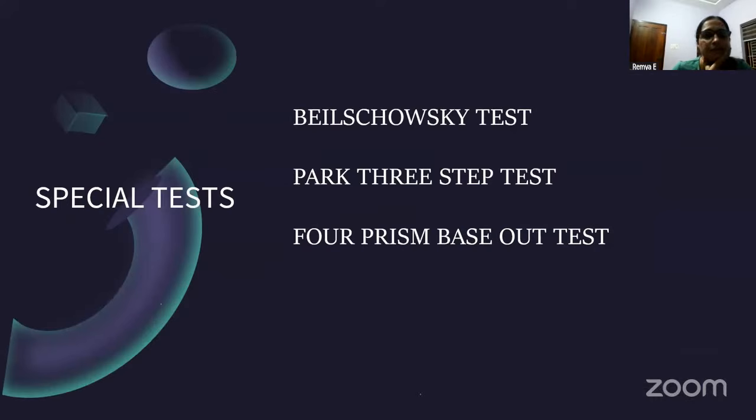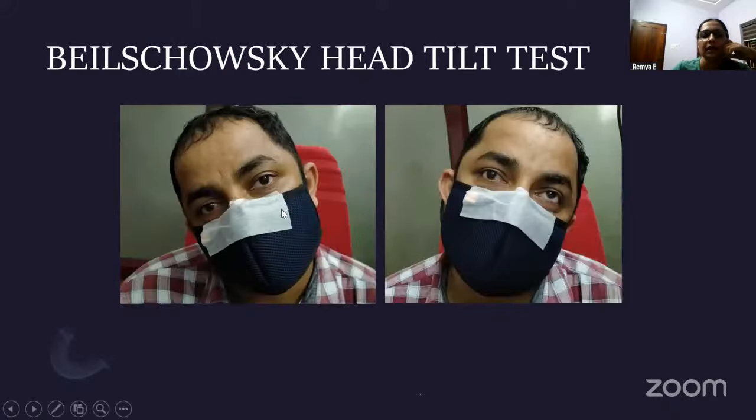And now there are some special tests in Squint. You must have heard these names: Bielschowsky head tilt test and Park 3-step test. Actually, Bielschowsky test is a part of the Park 3-step test, and the prism base out test. So what is here? You can see the hypertropia. He has hypertropia, which is maximum in the left head tilt, whereas it is minimal in the right head tilt.